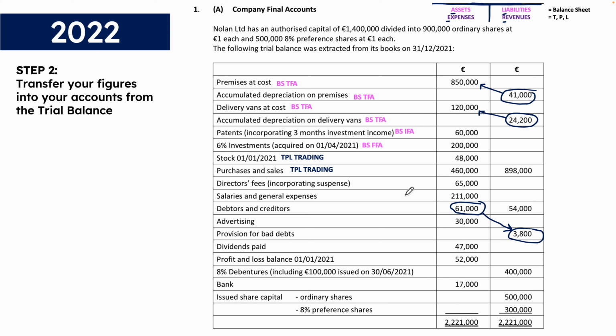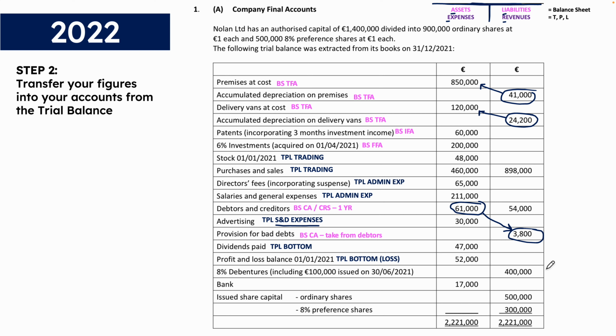Then you've got directors' fees, that is an admin expense. Salaries and general expenses, another admin expense. Debtors and creditors, well the debtors is going to go into the current assets and the creditors is going to go into creditors due within 1 year. Advertising is a selling and distribution expense, because advertising is promoting your sales. Your provision for bad debts is going to be taken away from the debtors figure. Dividends paid is going to be down at the bottom of the trading profit and loss. We're going to be paying the dividends to our shareholders, and we'll do that after we've paid our corporation tax. So it'll be situated below the corporation tax.